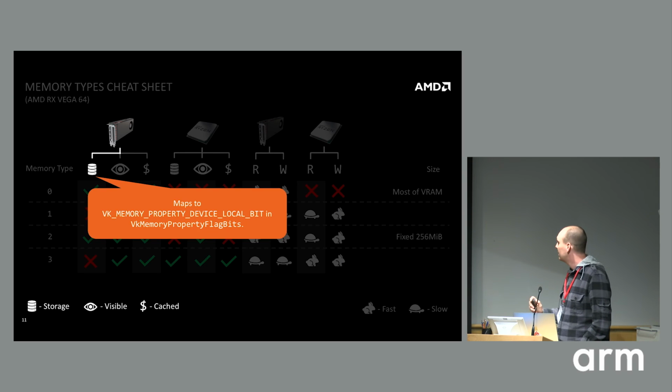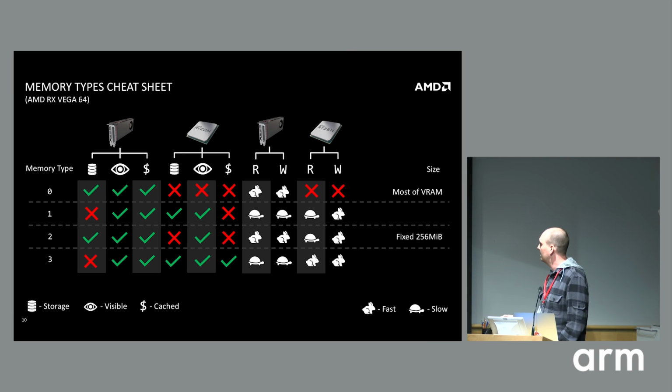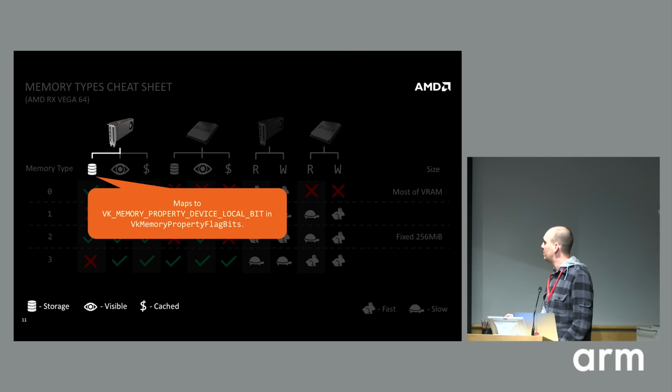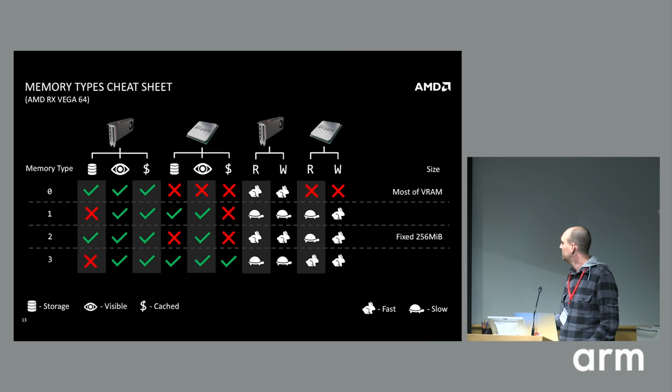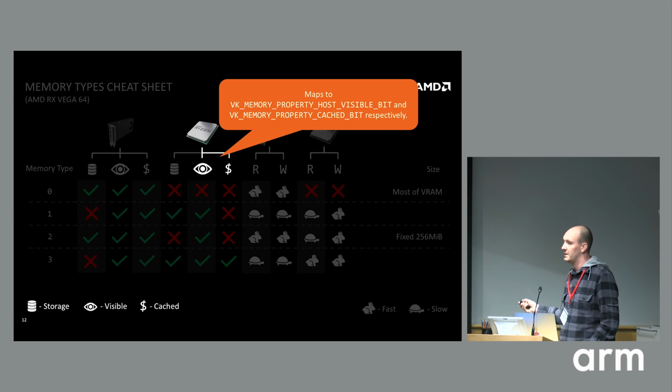So this column corresponds roughly to VK_MEMORY_PROPERTY_DEVICE_LOCAL_BIT in the memory property flags, which is a property of your heap. If you've got a memory type that has a tick here, it means that the heap it came from has that bit set in it. These 2 over here roughly correspond to these 2 bits here, host visible and cached. So a tick in those columns means that these bits are set on the memory type. Hopefully everyone's head hasn't completely exploded at this point.